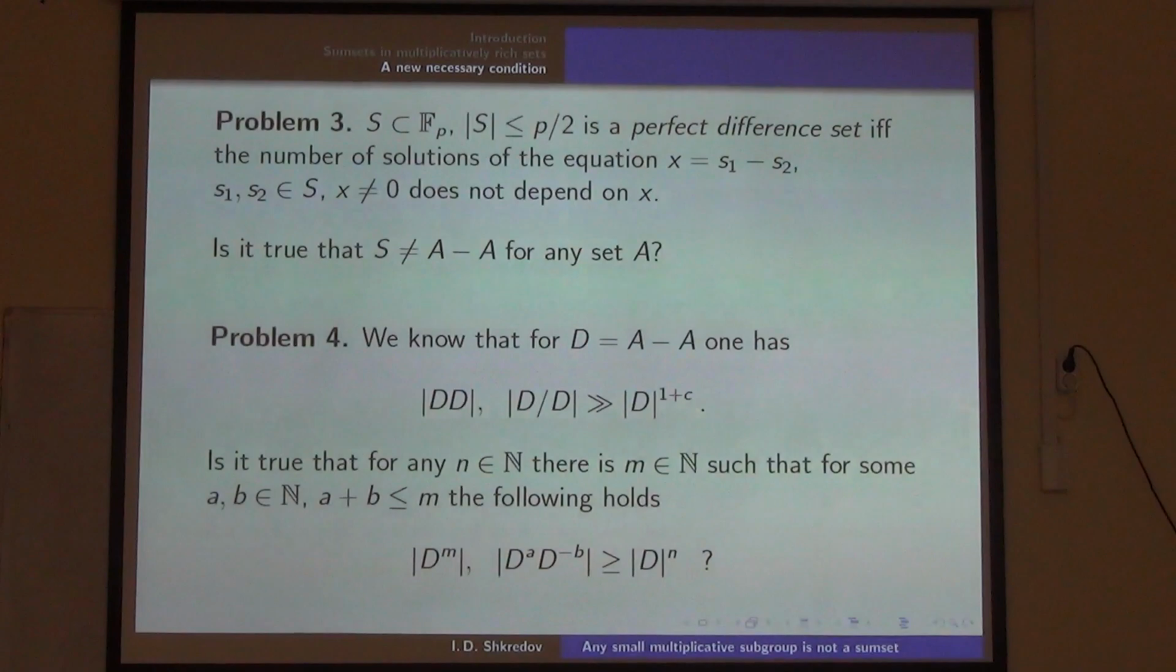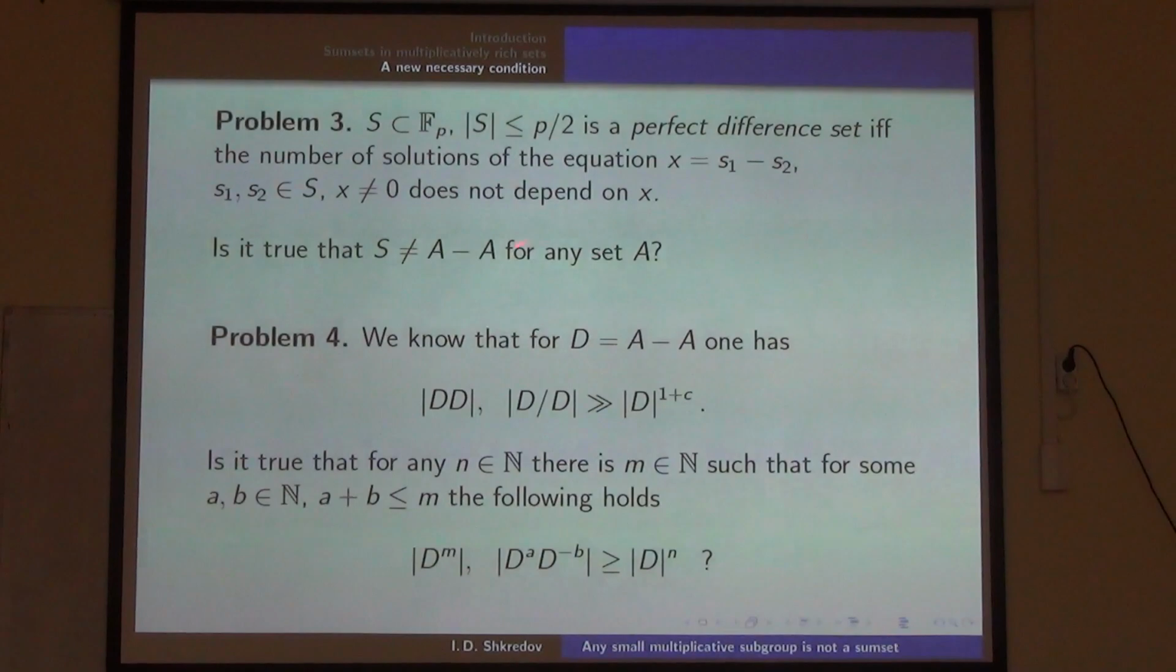And another question: we proved that multiplicative subgroups are not sum sets. Consider a little bit more difficult situation. Suppose that my S is not a subgroup, but a perfect difference set. It's a set with the following property. Any element of Fp is represented exactly once, so the number of solutions of this equation doesn't depend on x. It means there is a global constant such that for any nonzero x, the number of representations of x as s1 minus s2 equals this constant. So it's a very strong algebraic condition. Can you prove that S does not equal A minus A?